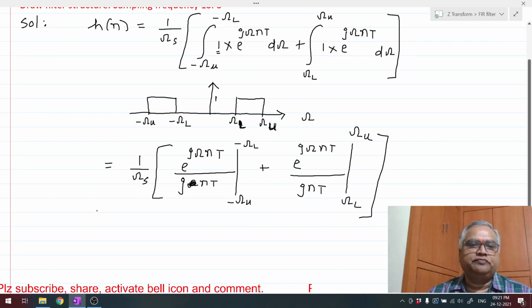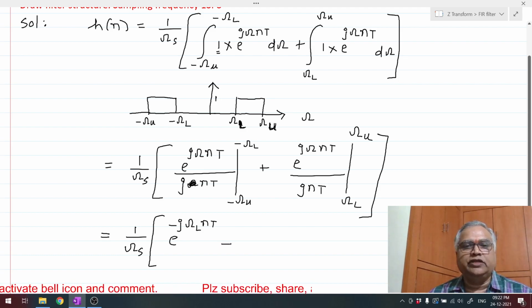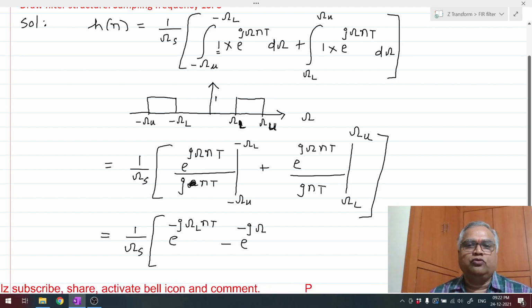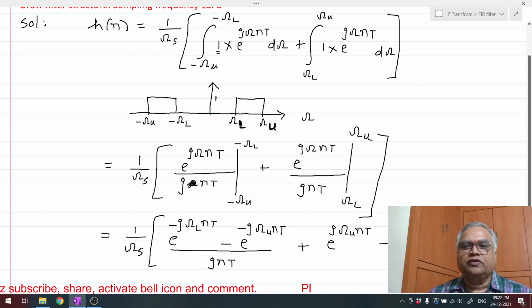So this we have to simplify. 1 by 2 pi, e power minus j omega L n minus e power minus j omega u n by jn, plus e power j omega u n minus e power j omega L n by jn.